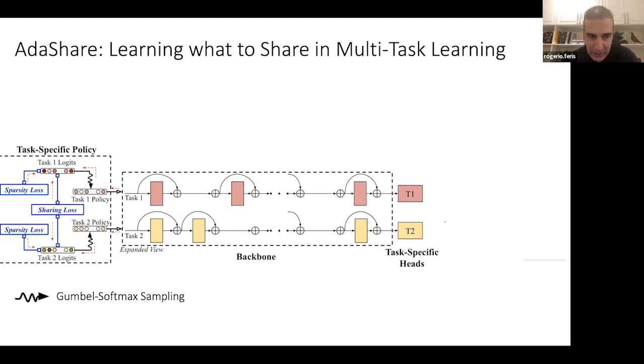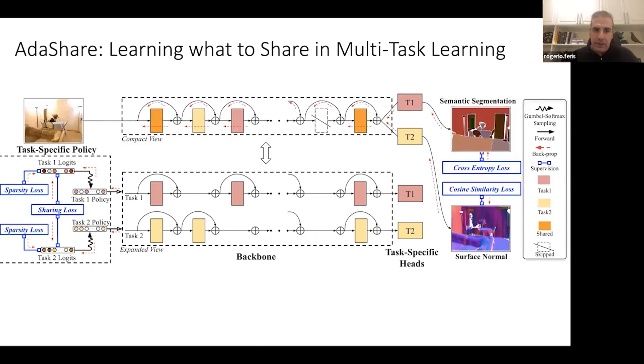And as I mentioned before, we have this sharing loss and sparsity loss. Now, if you see the compact view on the top, as we determine these different computational paths for each task, you can see that some blocks of layers will be shared by tasks. Other blocks of layers will be executed just for a single task, and they are task specific. And there will be blocks that will be skipped for all tasks. We also have a loss function that encourages the accuracy of each one of the tasks. For example, in this case, we have semantic segmentation and surface normal, so we would have a cross entropy loss and a cosine similarity loss. And it's important to mention that the optimization of the task logits and the backbone parameters are done jointly using an alternate optimization scheme.